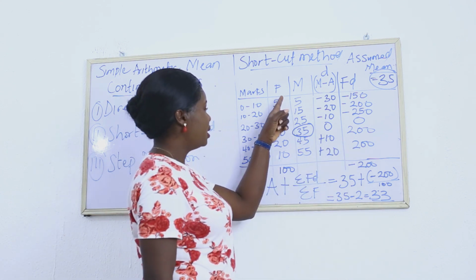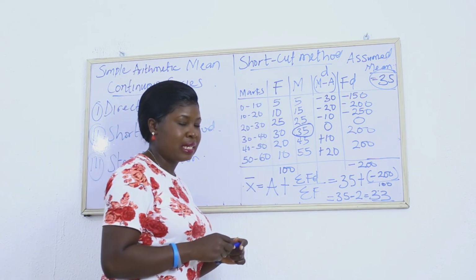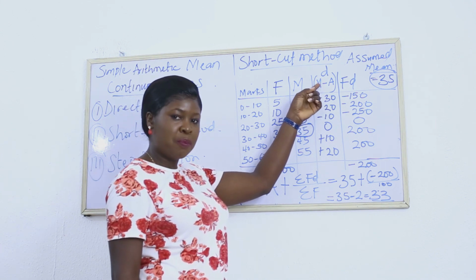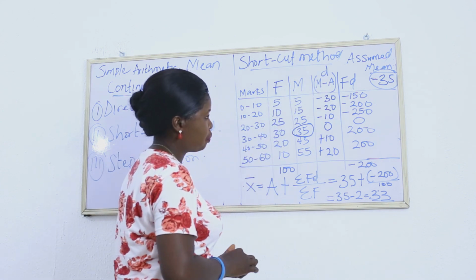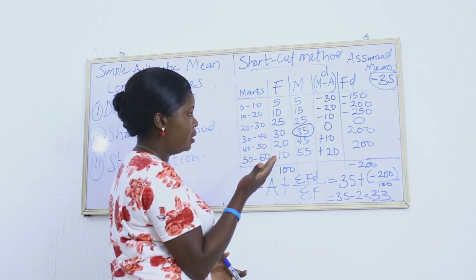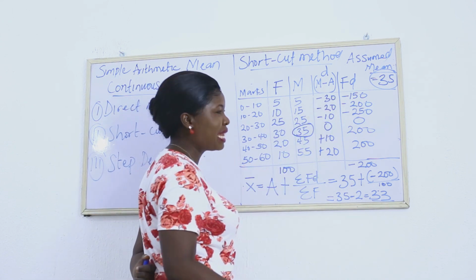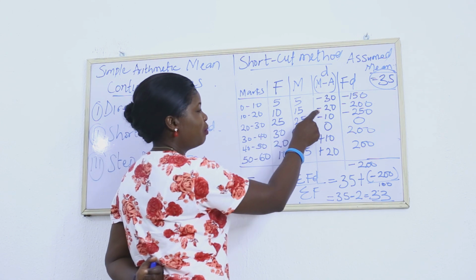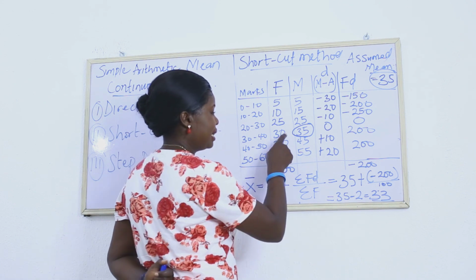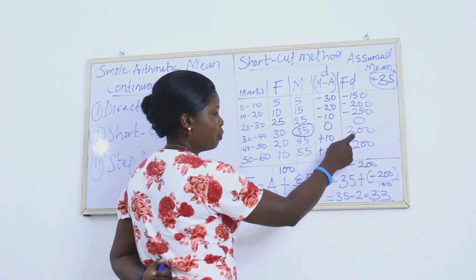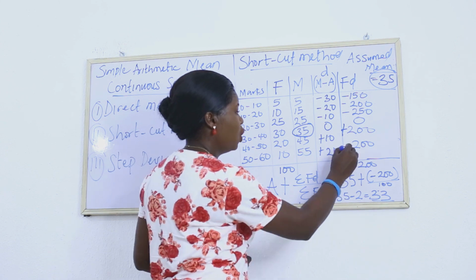Then the next column says f, the frequency, should be multiplied by the difference. That is why I've said difference: the difference between the midpoint and the assumed mean. That is why it is denoted by d. And now multiplying the difference by the frequency: 5 times minus 30, minus 150. 10 times minus 20, minus 200. 25 times minus 10, minus 250. 30 times 0, 0. 20 times plus 10, plus 200. Then 10 times 20, plus 200.